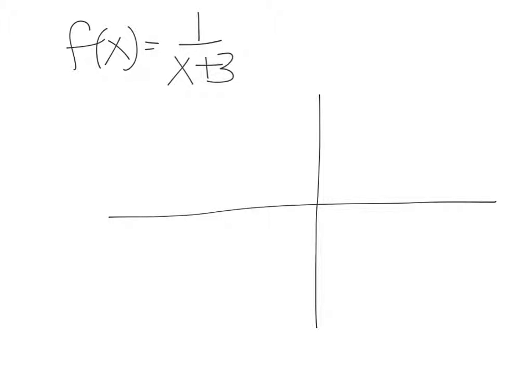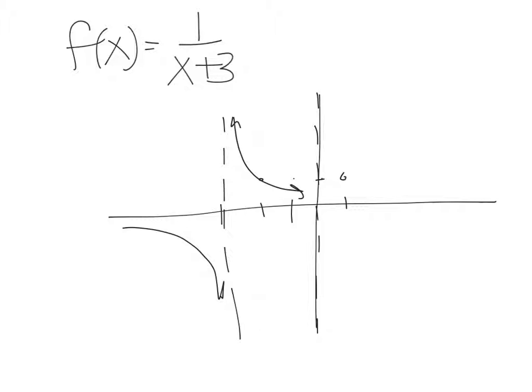Move to the left 3. So rather than the point going through 1, 1, I'd go to the left 3, and my asymptote, rather than being at x equals 0, would be x equals minus 3, right? And here my graph would just have moved to the left 3. Okay, so we know how to transform functions, right? And now what we want to do is look at more complicated ones than these.